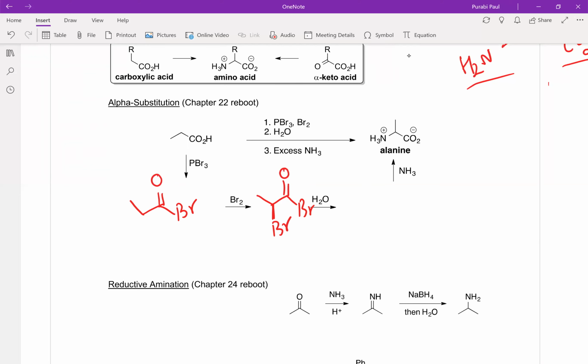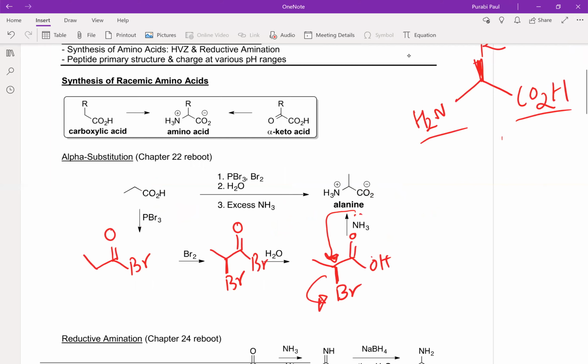It goes through an enol intermediate, and with water, you hydrolyze this part of it. So it goes back to the carboxylic acid, but the Br that was added to the alpha position will still stay intact. And the last step is you do an SN2, because ammonia is a really good nucleophile. So it attacks this carbon and the Br leaves, and it furnishes you with this, which is alanine.